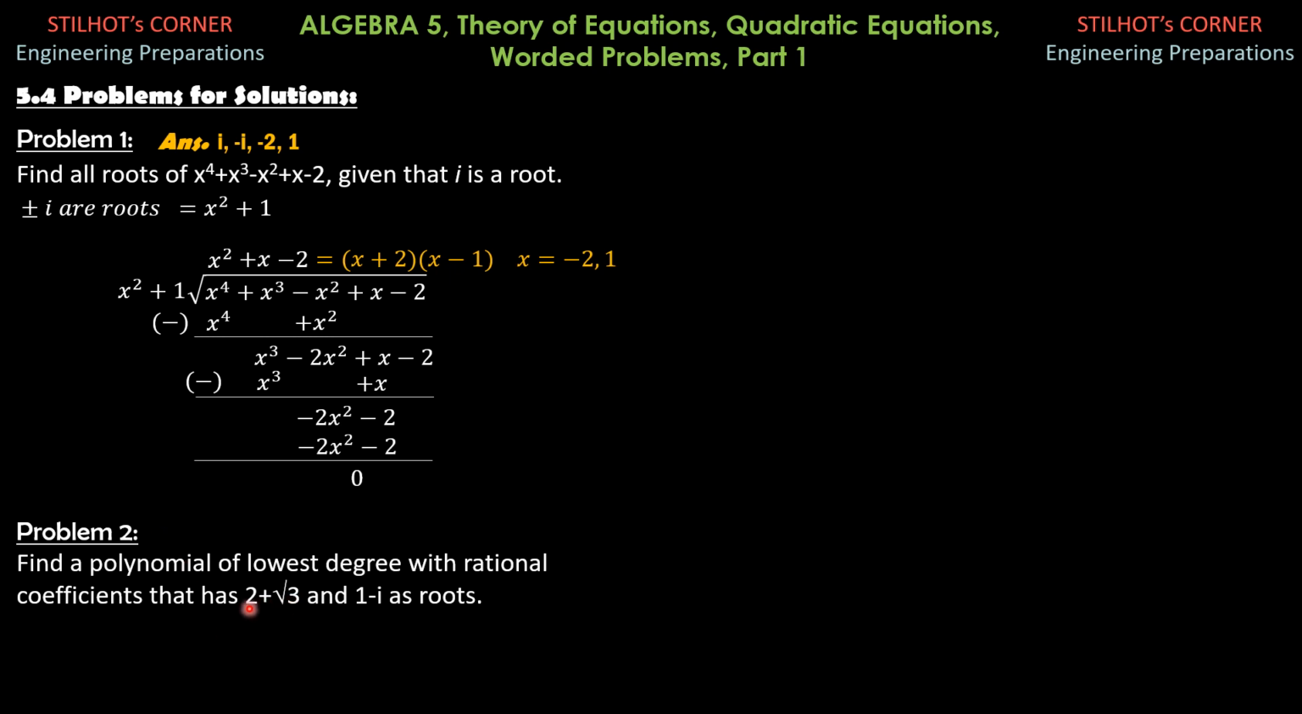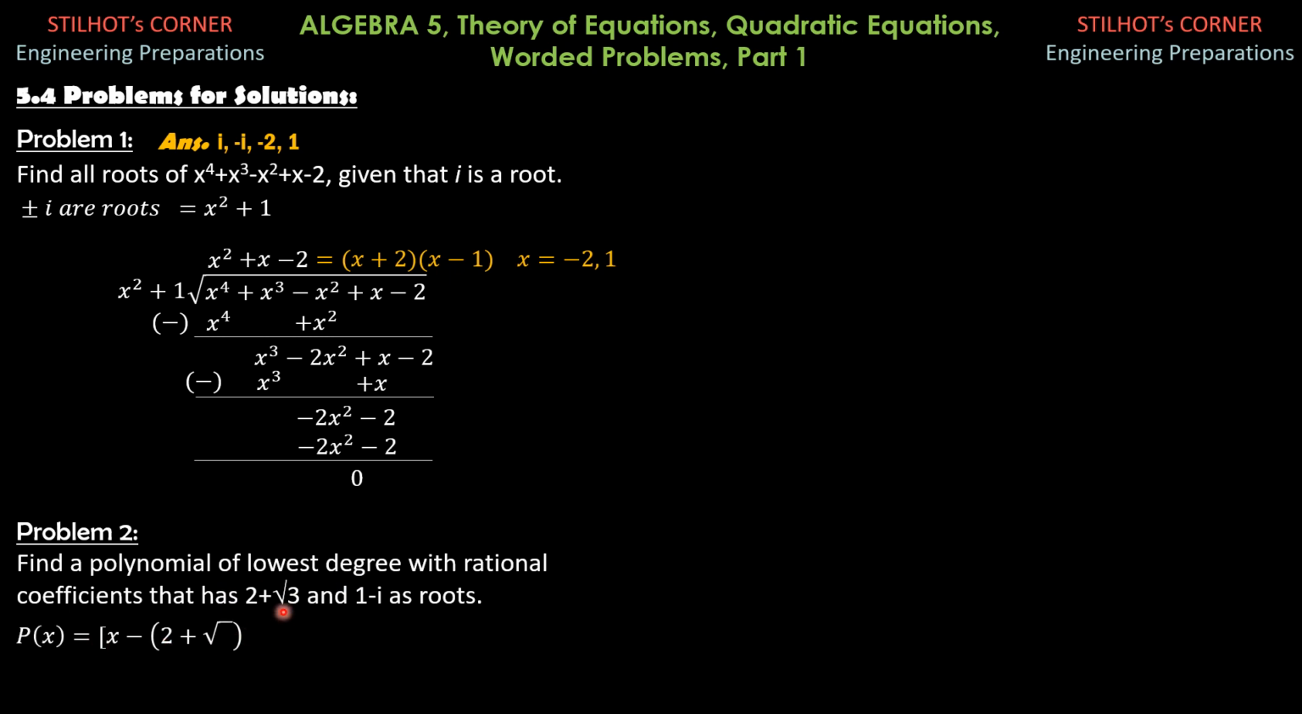Because by principle, when we have irrational roots, we pair this with 2 minus square root of 3. Remember the principle? And for this root, which is complex, they are complex conjugates, so the other root is 1 plus i. So adding 2 more roots, the polynomial of lowest degree would be a 4th degree polynomial.